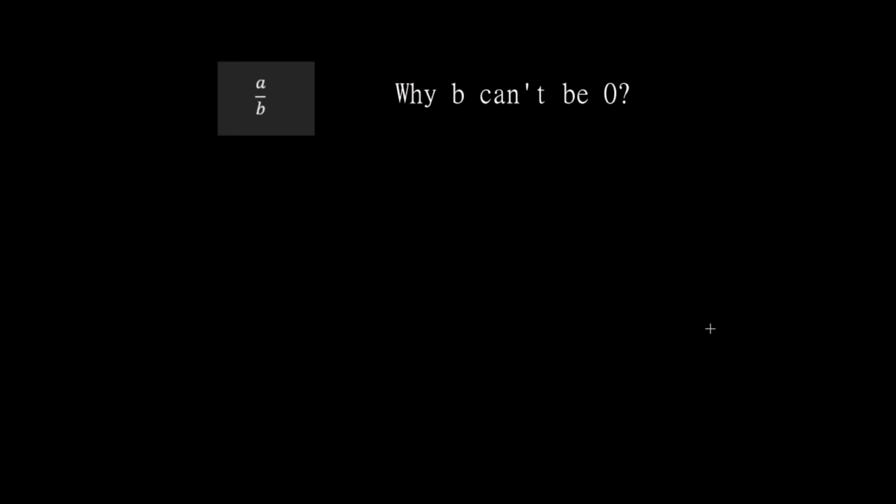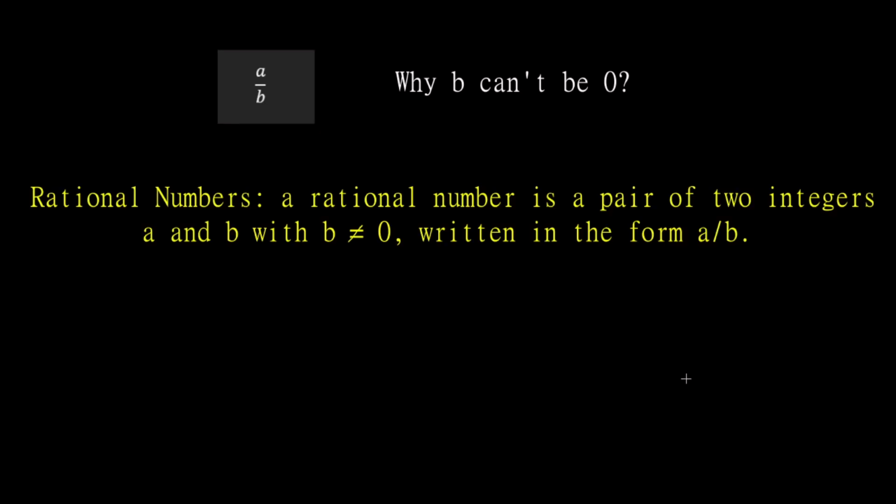Welcome. If we have a rational number a by b, then why can't b be 0? In our last video, when we discussed the definition of rational number, we have seen that a rational number is a pair of two integers a and b, with b not equal to 0, written in the form a by b. But we haven't discussed why b can't be 0. Okay, so let's see why b can't be 0.